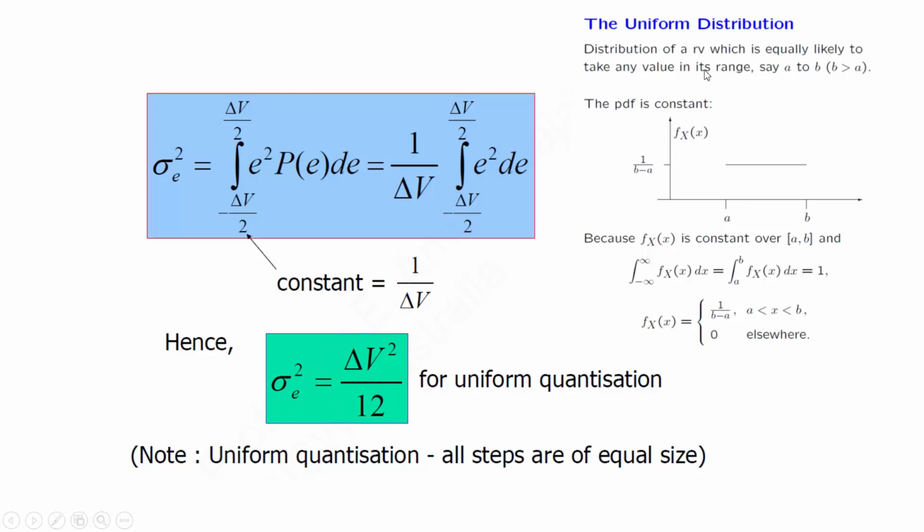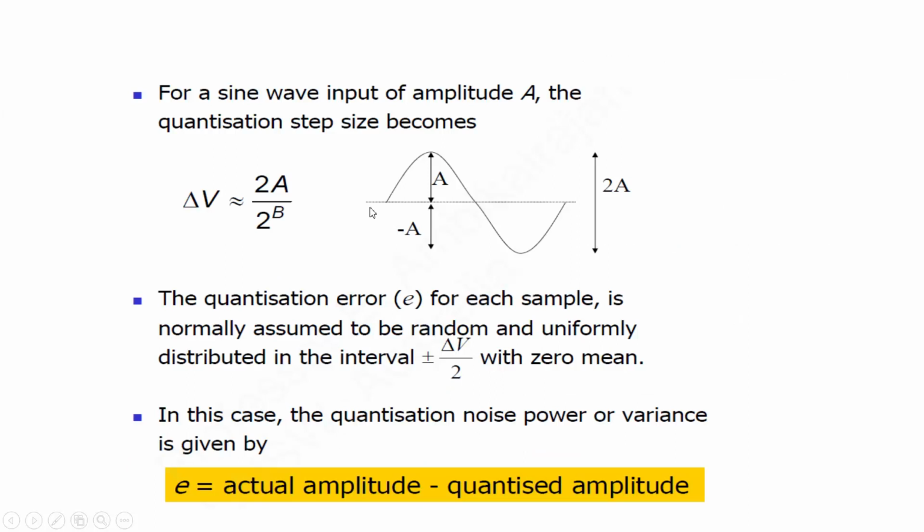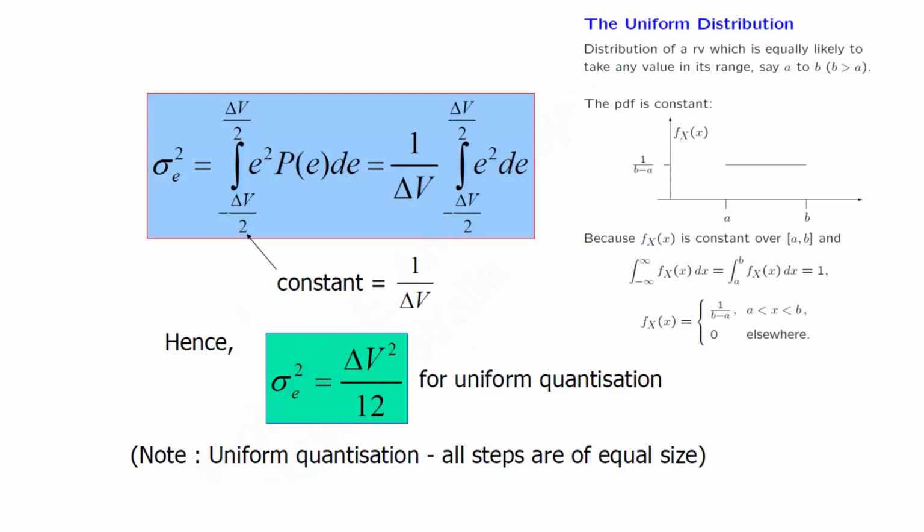Now, let's say the PDF of a random variable is constant if it is uniform, from the initial value A to the final value B, right? And this probability density function is given by 1 over B minus A. Now in our case, what is the range of the quantization error? It can be delta V.